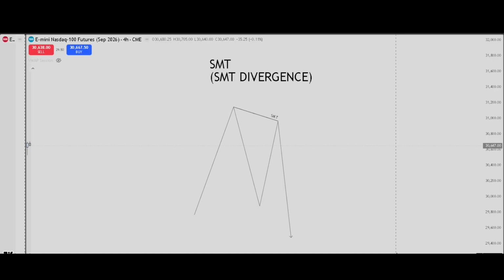Alright, today I'm going to be going over the ICT concept of SMT, also known as SMT divergence. Before we get into it, you just have to really know that the concept of the SMT is used tons in trading, and you need to understand it very well to perform at a high level in the markets. So without further ado, let's get straight into it.